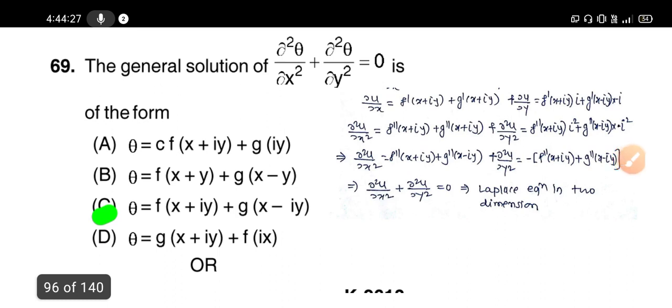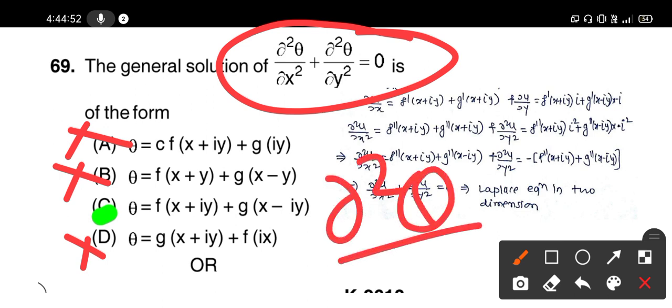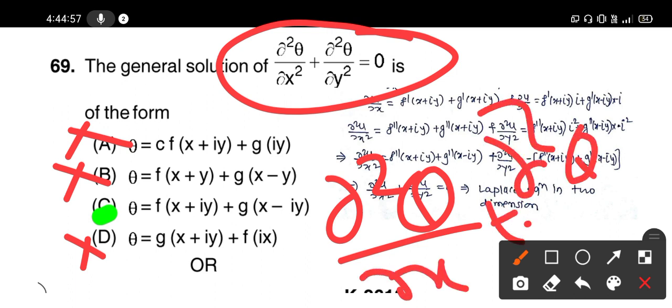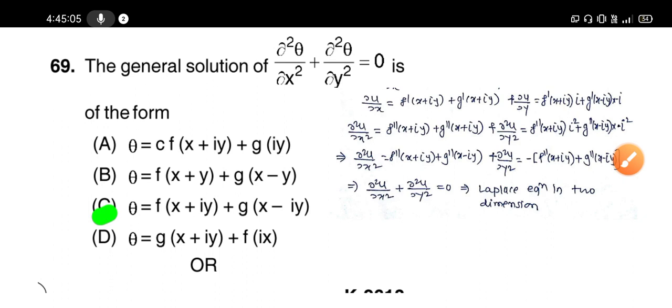The general solution of ∂²θ/∂x² plus ∂²θ/∂y² equal to 0 is of the form. First of all, choose any option and discard options A, B and D. If I take option C as θ and find ∂²θ/∂x² plus ∂²θ/∂y², finally we get equality. If it is 0, then option C is correct, otherwise not. We can check with another method also.